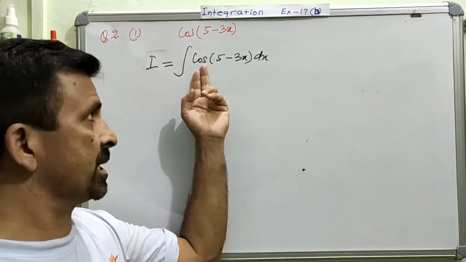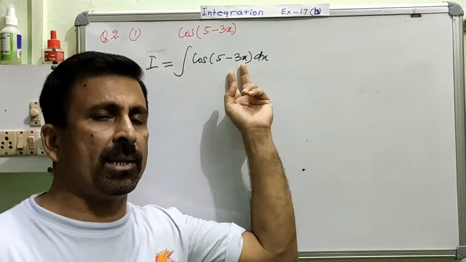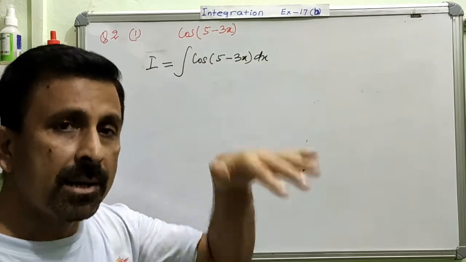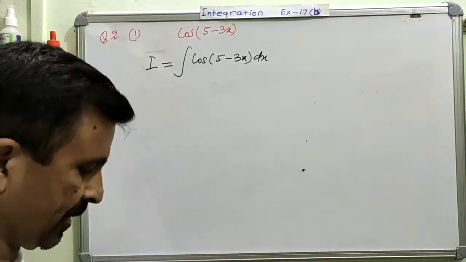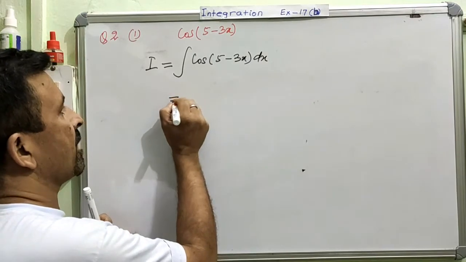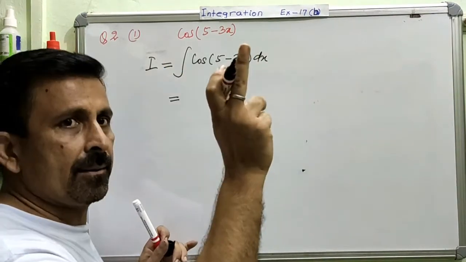You will find the integration of the trigonometric part, and when you find the integration of the angle part, this integration will come in the denominator. That much only we have to keep in mind, which we have done in the previous question. So this is the derivative of sine, right?